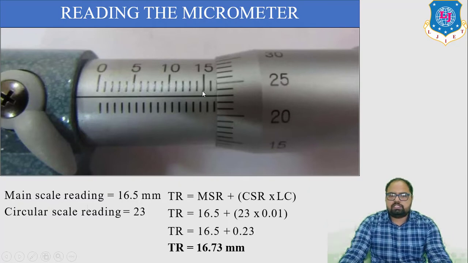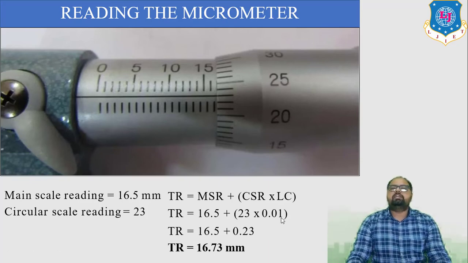Next, you can see in this image the main scale reading is 16.5 mm. Circular scale reading, this is 20, 21, 22 and 23. So total reading is equal to main scale reading plus circular scale reading multiplied by least count. By putting all these values we finally get 16.73 mm. So by this way we can take readings by using micrometers.